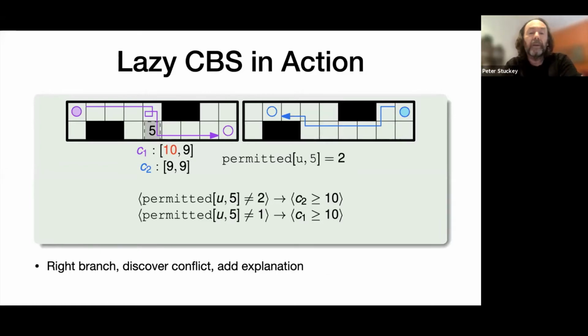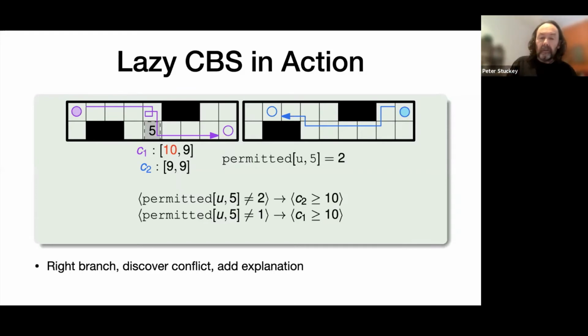Okay, on the other branch, we set the agent permitted to use this location to be 2, and here we find the same problem for agent 1. Right, agent 1 has to wait somewhere. It can't get to its solution in 9 time steps. So we get this explanation of why the failure is saying, well, if agent 1 is not allowed to use U at time 5, then its path has to be greater than or equal to 10.